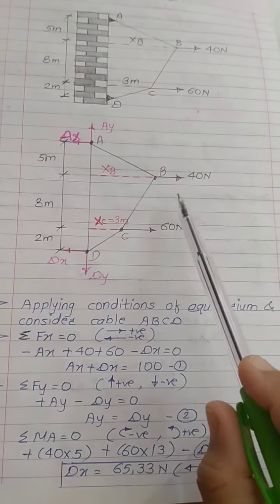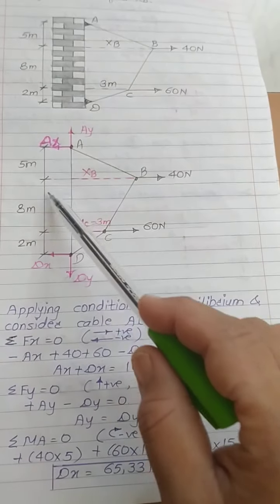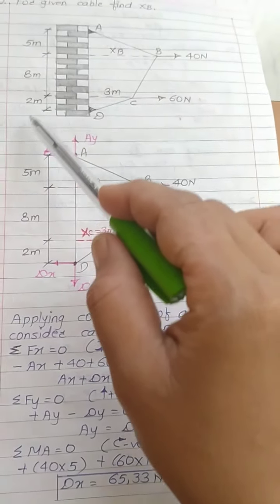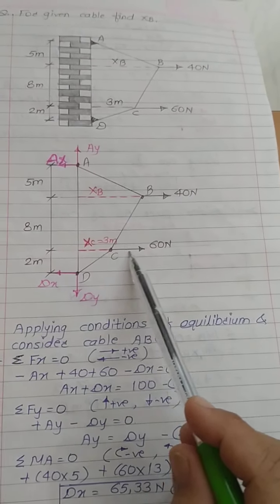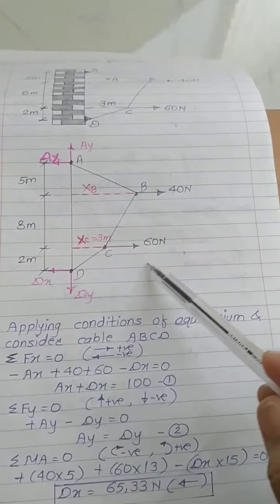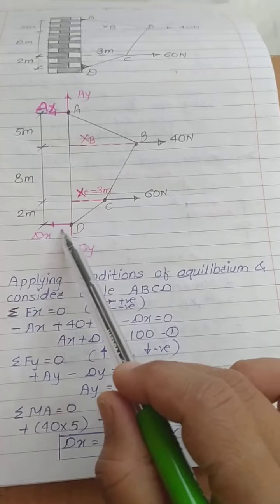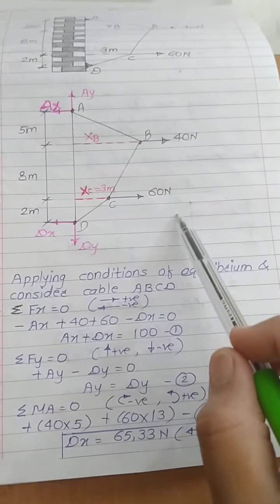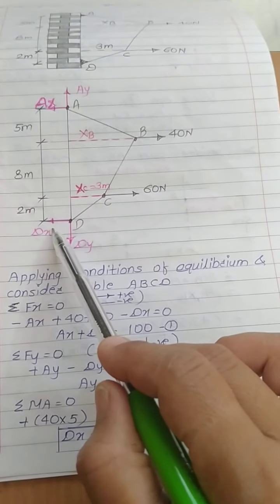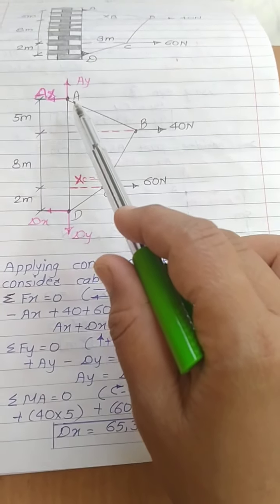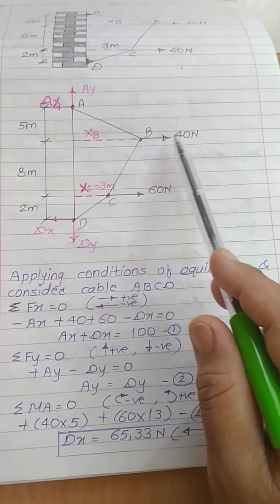Now take moment of the remaining forces. Look at the 40 Newton, how it is going to rotate about point A? It is going to rotate in the anti-clockwise direction. This force 60 Newton, again it is going to rotate in the anti-clockwise direction about point A. Now consider this Dx force, it is going to rotate in the clockwise direction about point A. Since these three forces are horizontal, consider their vertical distance with respect to point A. Now look, 40 Newton force.